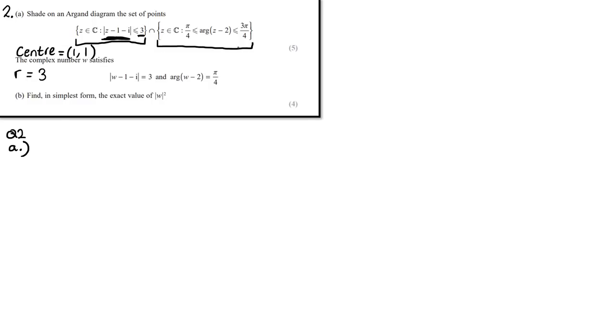We've also got this part here on the right of the intersection. And what does that tell us? Well, that tells us, or what you should recognize this as, is a half line. So this is a half line.